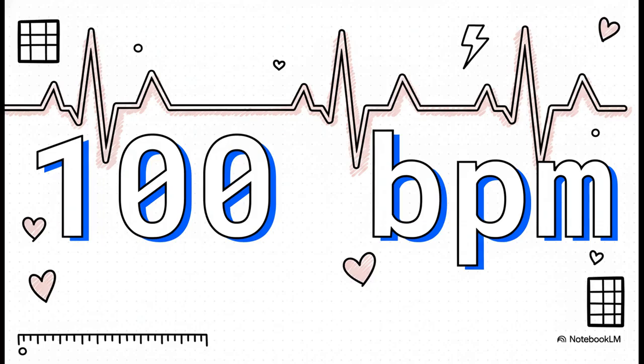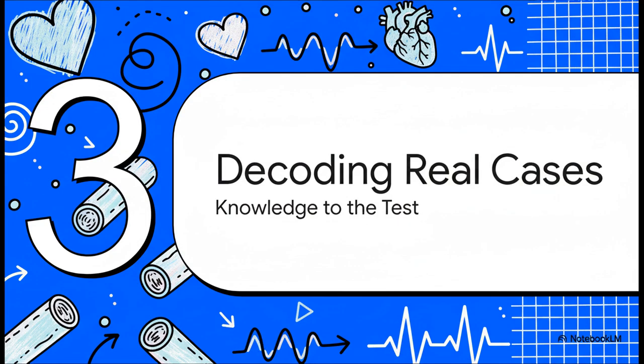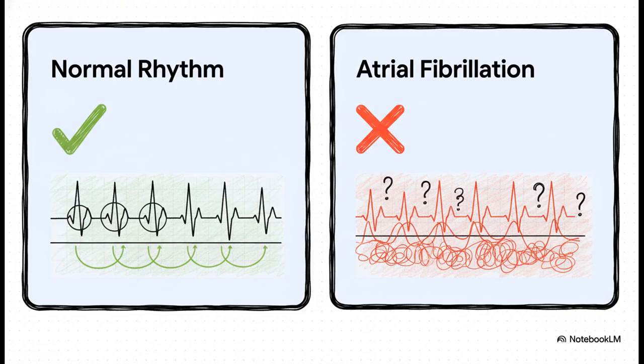Let's keep going. All right, so we've got the alphabet, we've got a little bit of grammar. Now it's time to put it to the test. Let's look at a couple of real-world examples and see how we can decode the heart's messages. Okay, look at this comparison. On the left, you've got a nice, normal, steady rhythm. But on the right, that's a common arrhythmia called atrial fibrillation, or AFib.